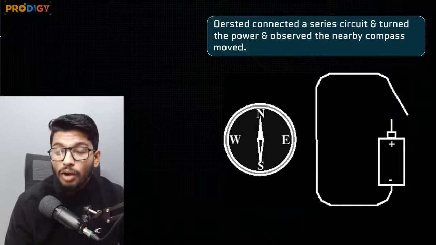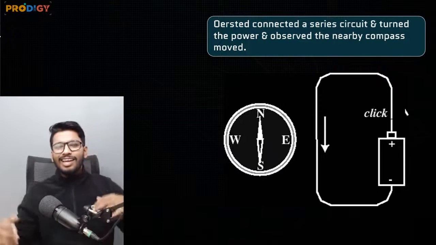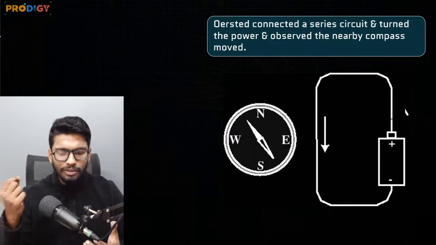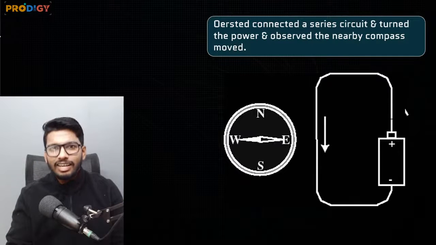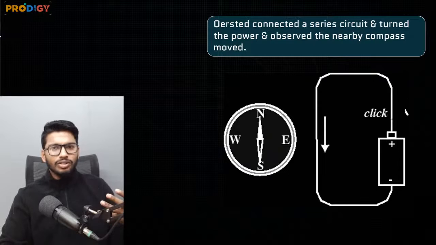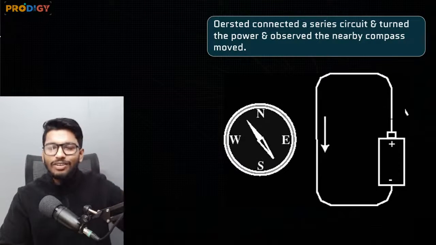So basically what happened was that he had a simple circuit which he had kept on a table, and he had a compass, the directional compass. Now, as you might already know, the compass is magnetic in nature. The needle of the compass is magnetic in nature. So what happened was that when current is flowing through a conductor, there's a magnetic field created.